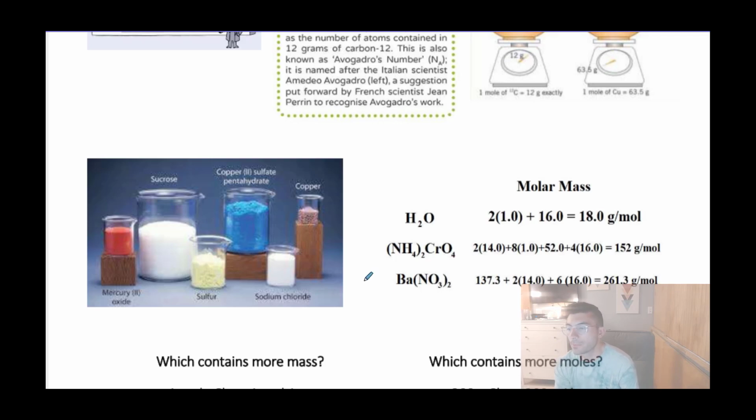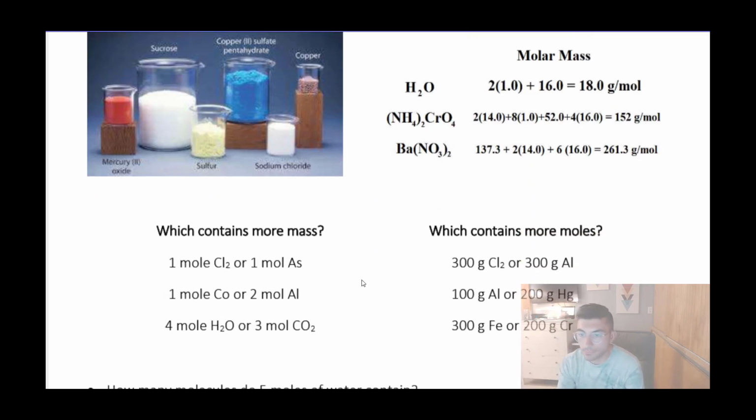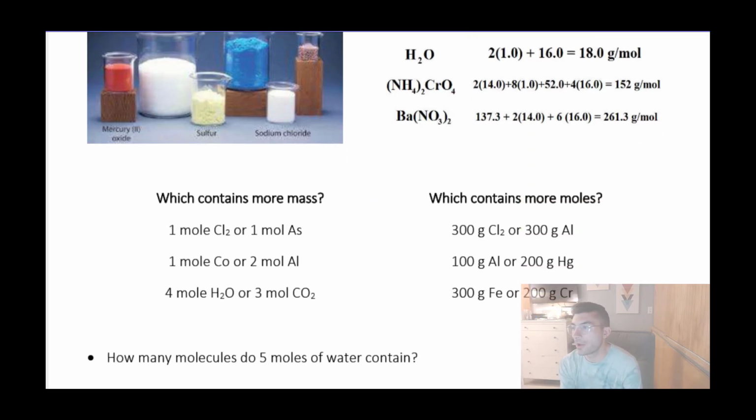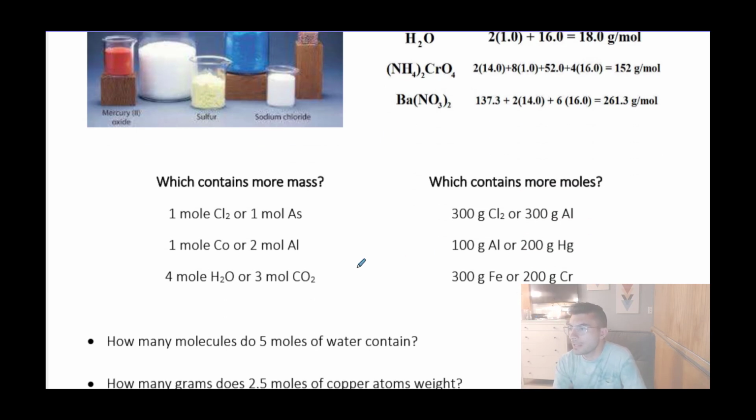We looked at problems that were comparing equal moles or different moles, equal grams or different grams, figuring out which has more mass, which has more moles. So we'll go through a couple of them now. In this column, we're looking at samples that contain more mass, right? We want to pick out the one that has more mass. 1 mole of chlorine, Cl2. Remember, we write Cl2 like this because chlorine is diatomic. Or 1 mole of arsenic. And we have to look at the molar masses for each of them.